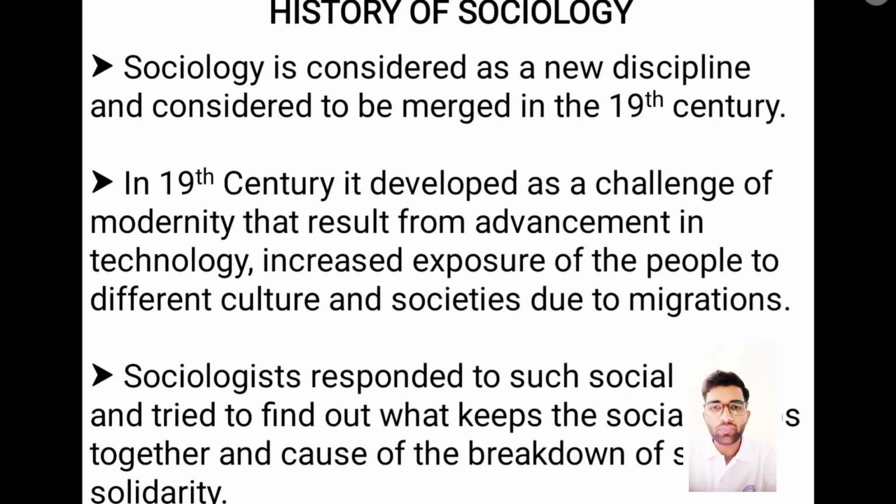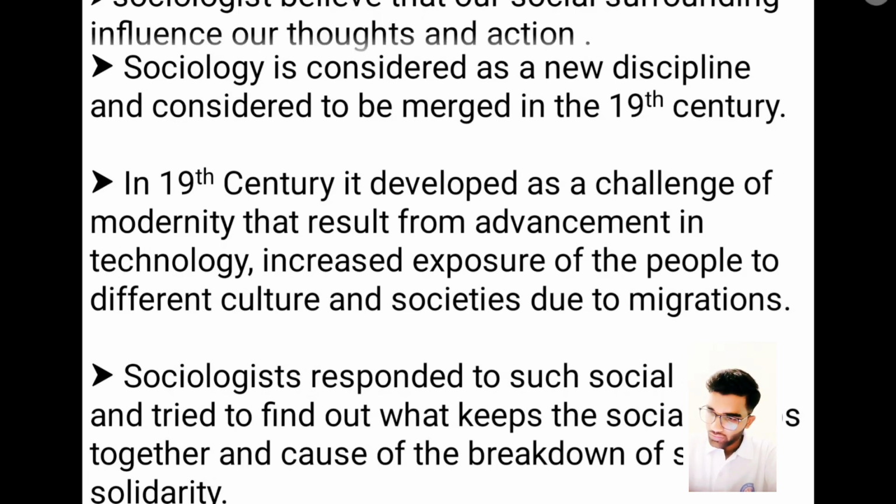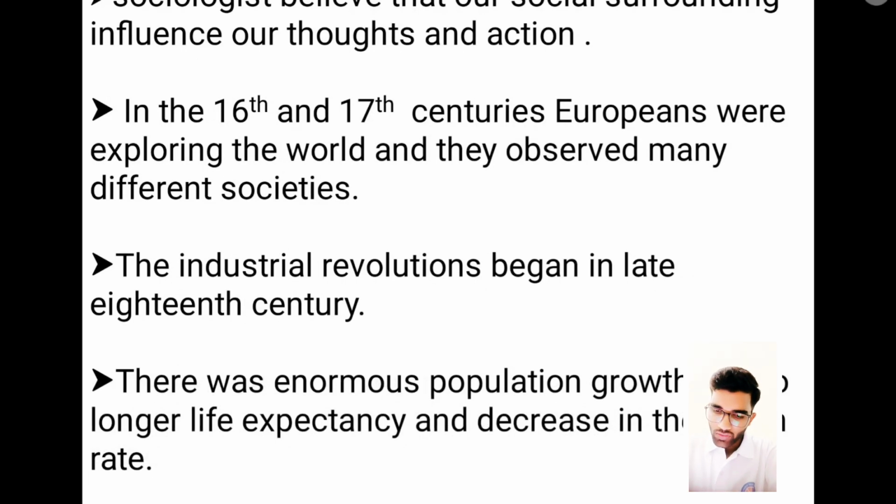Nowadays, what happens now? Rural people are migrating to urban areas for the purpose of jobs. So what the sociologists tell in this chapter is that sociologists respond to such social events and try to find out what keeps the social group together. Sociologists believe that our social surroundings influence our thoughts and actions.